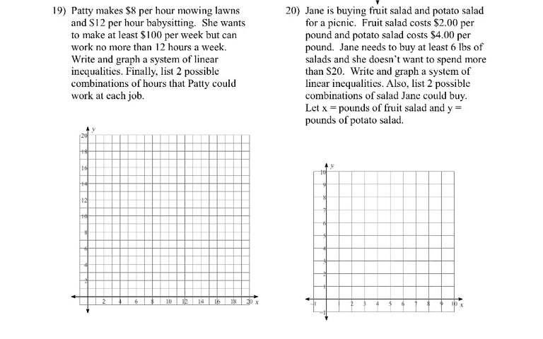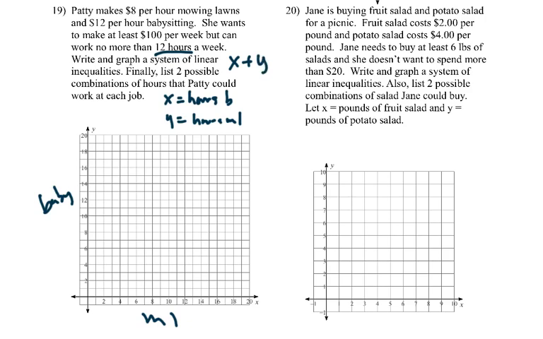So let's call this the mowing lawns and this the babysitting. So x is mowing lawns, y is babysitting. So we know that she can only work for 12 hours a week. So if we took the hours babysitting and hours mowing lawns and combined them with the hours mowing lawns, and I swapped those, didn't I?